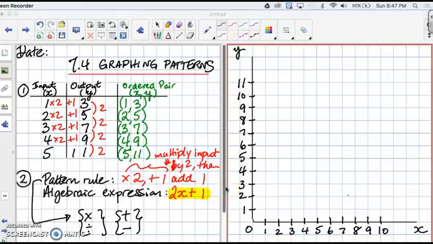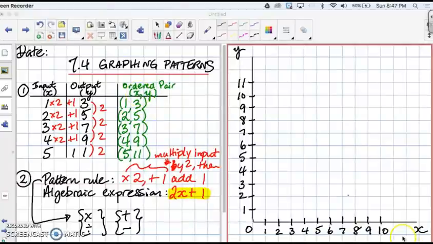Now, I'm going to continue. If you still need more time, pause the recording and catch up. So remember that the x-axis, again, is the horizontal axis, and that's where we're going to look first when we're plotting our ordered pairs from our table.